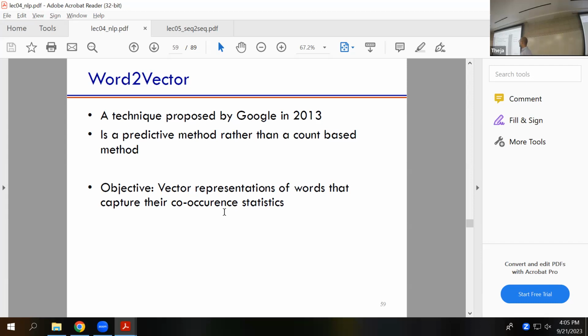It's a method for getting these vector representations for words. So we're thinking of words, by the way. If you have categorical variables, you can also do the same. You can get a vector representation for every category value for your categorical feature, the same way.